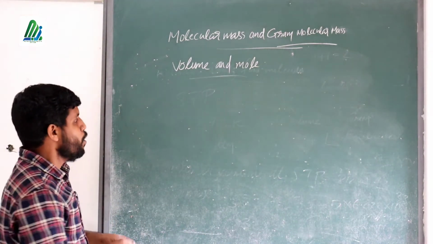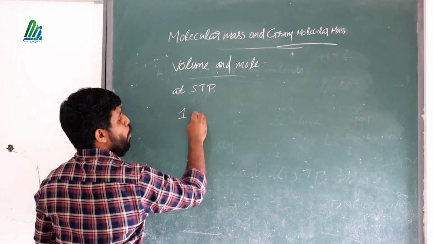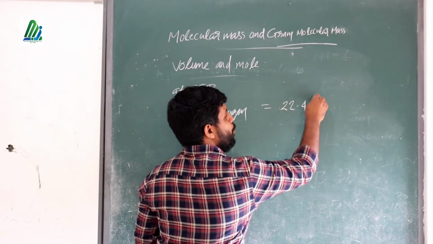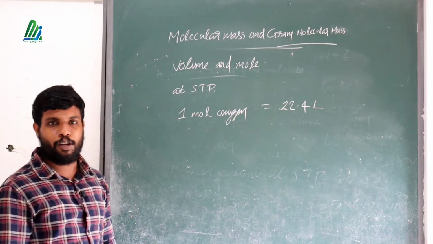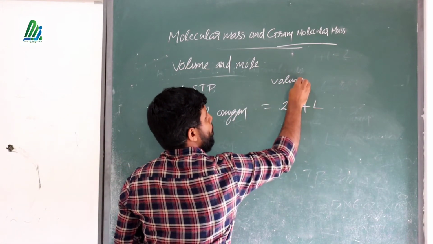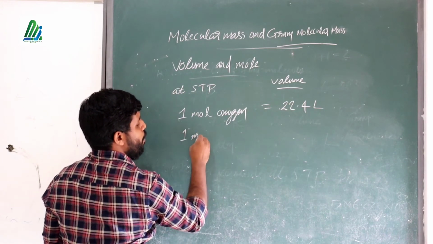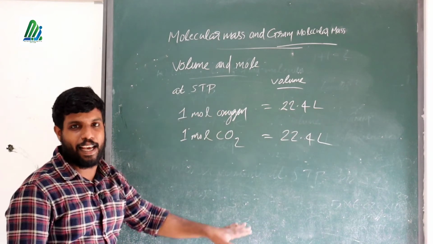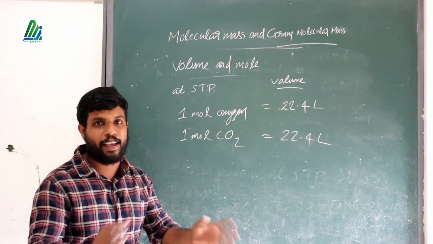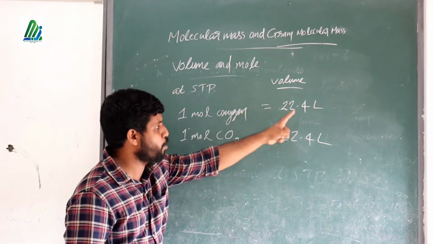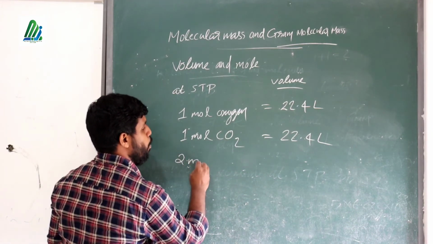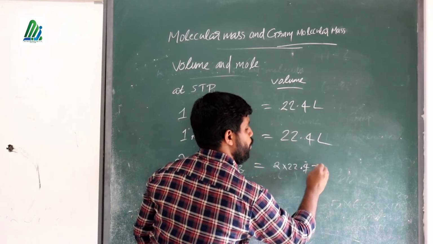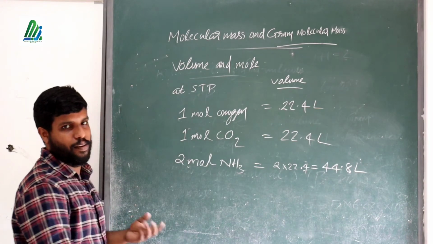So what do you want to understand from this value? At STP, 1 mole of oxygen is equal to 22.4 liter volume. At STP, 1 mole of carbon dioxide is equal to 22.4 liter. Whether it is oxygen, carbon dioxide, ammonia, methane, butane, or any gas, if you take 1 mole at STP, its volume is always 22.4 liter. Then if you take 2 moles of ammonia, what is the volume at STP? 2 into 22.4 is equal to 44.8 liter. This is the value you want to understand.